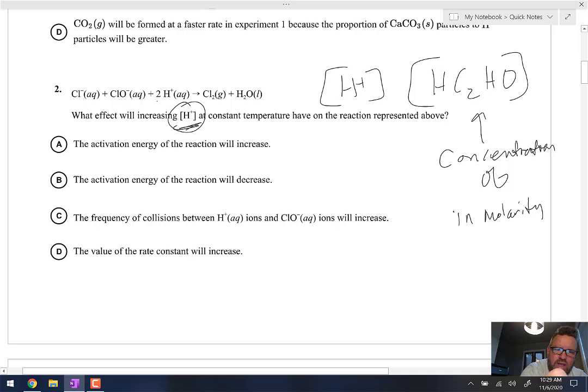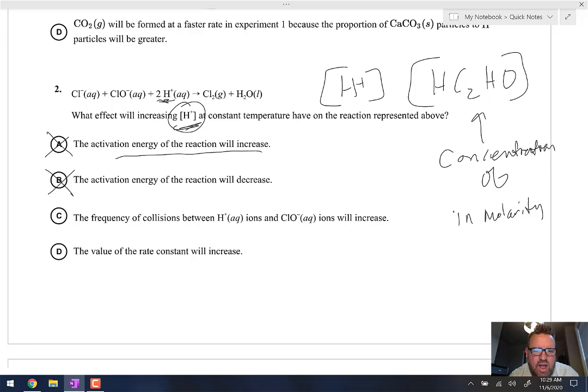Well, again, you are increasing the concentration of one of the reactants. And when you do that, that makes the reaction go faster. So the activation energy will increase? No. Again, changing the concentration does not change the activation energy. Activation energy will not decrease. The frequency of collisions between hydrogen and ClO- ions will increase. And again, when you increase the concentration, what does that do? That increases the frequency of the collisions. Okay, answer C is correct.